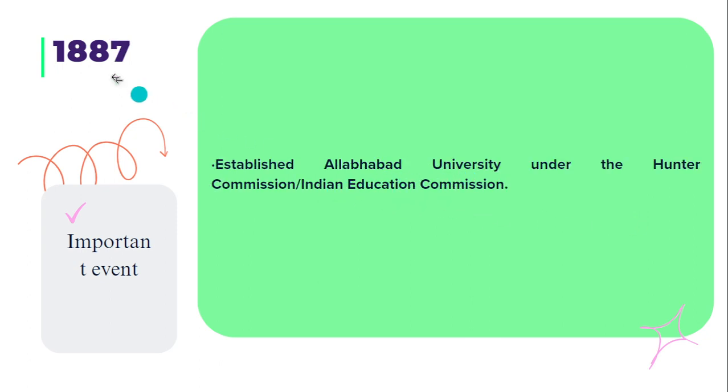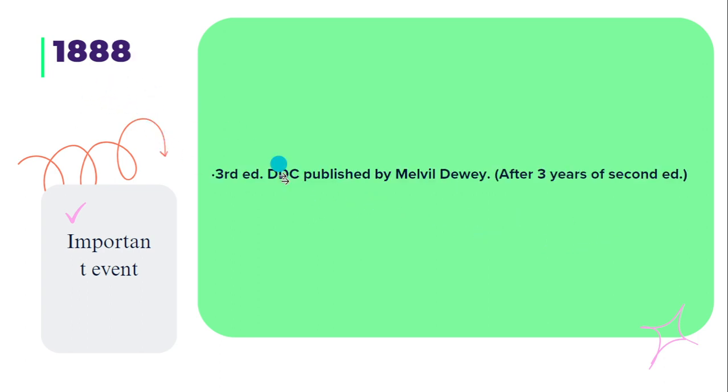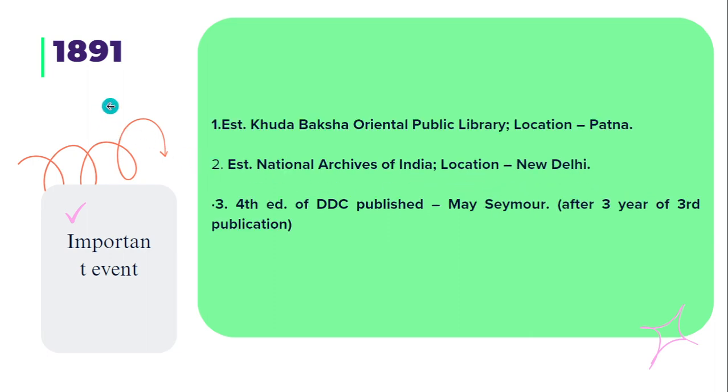Allahabad University was established in 1887 under the Hunter Commission's Indian Education Commission. In 1888, the third edition of DDC was published by Melvil Dewey, 3 years after the second edition. Then 1890, the Connemara Public Library was established at Chennai. Then 1891, the Khuda Bakhsh Oriental Public Library was established at Patna. The National Archives of India was established in 1891 in New Delhi. Then the fourth edition of DDC was published in 1891 by May Seymour, 3 years after the third.